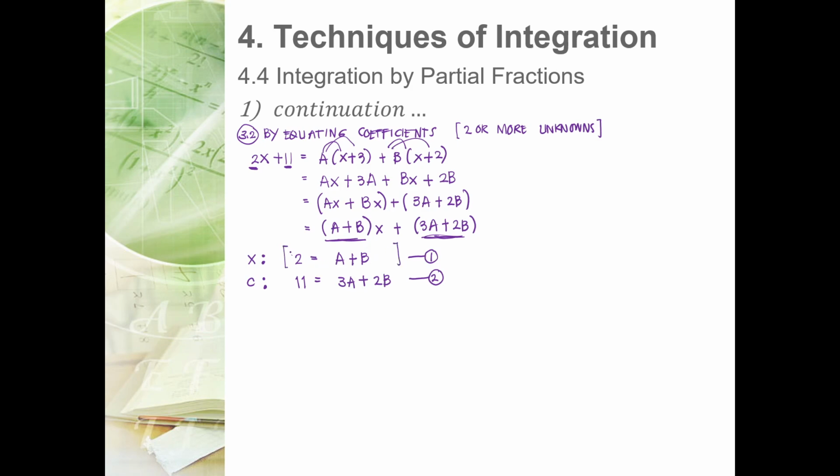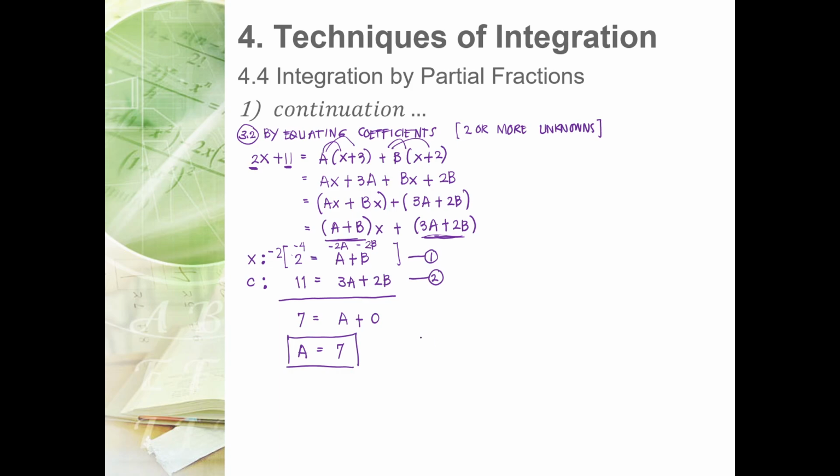So I'm going to eliminate, let's say, b first. I'm going to multiply negative 2 to the entire equation. So this becomes negative 4, this becomes negative 2a, and this becomes negative 2b. Upon addition, negative 4 plus 11 is equal to 7. Negative 2a plus 3a is a. Then negative 2b plus 2b is 0. So a is equal to 7.